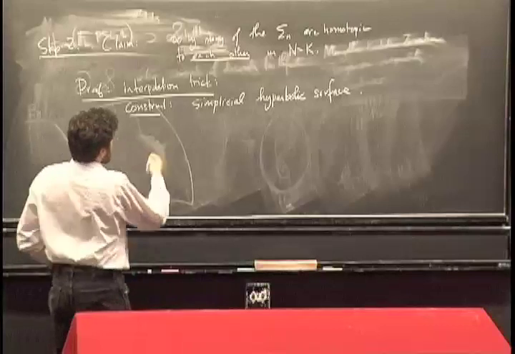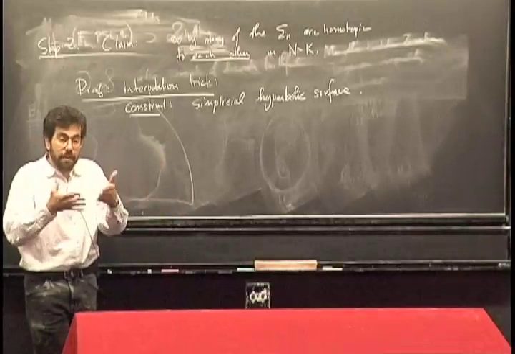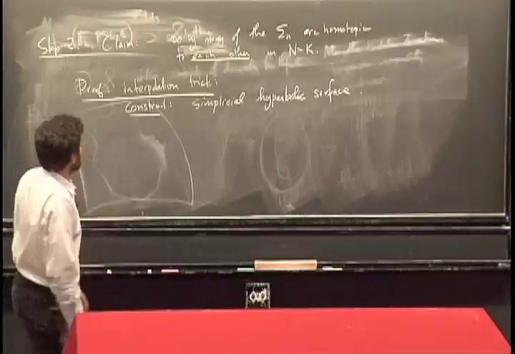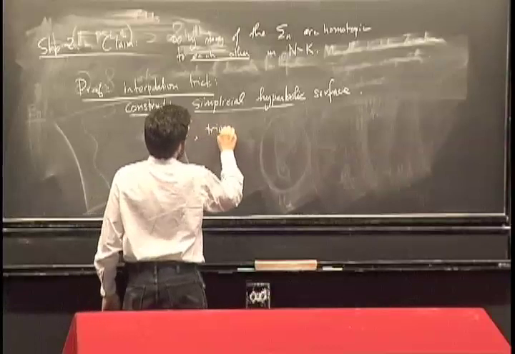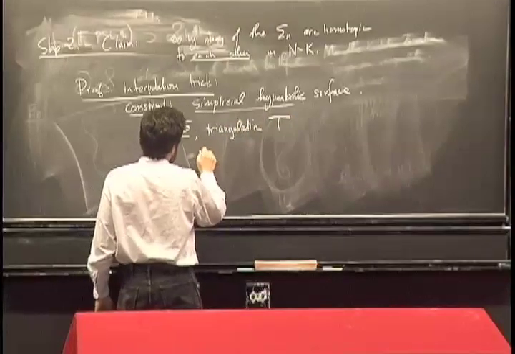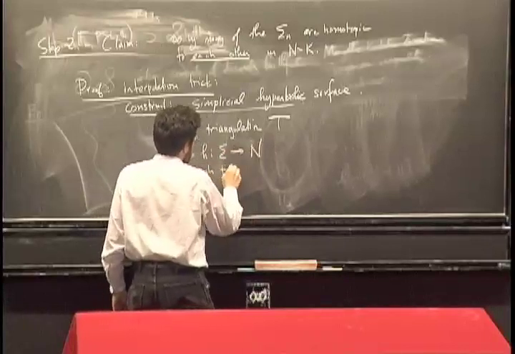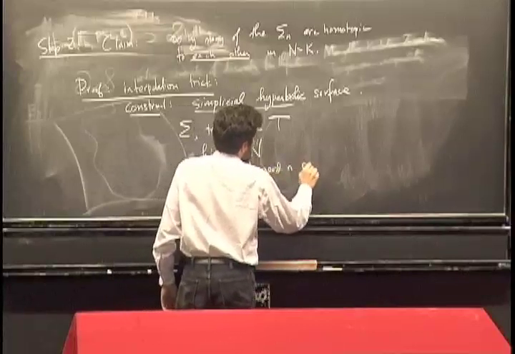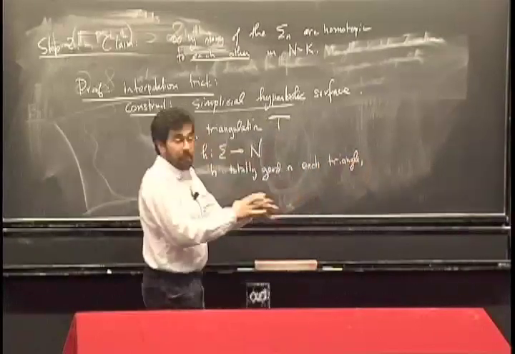The idea is going to be this. A simplicial hyperbolic surface is basically a triangulated surface which is mapped in so that every triangle is totally geodesic. Okay? And there's one extra little negative curvature condition which I have to say. So this is going to be a surface equipped with a triangulation T and a map, say H, from the surface to N, such that H is totally geodesic on each triangle. And therefore, it makes each triangle into a hyperbolic triangle.